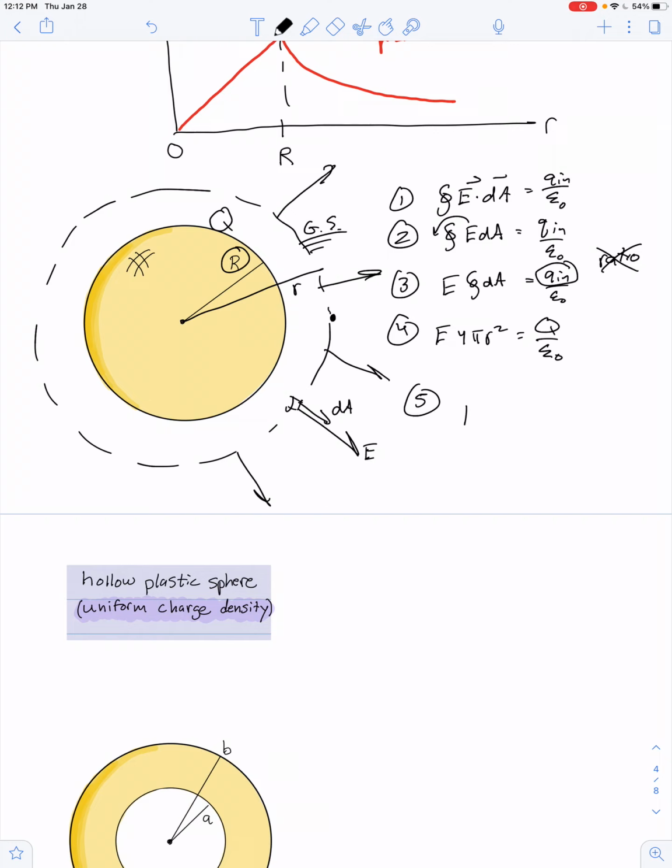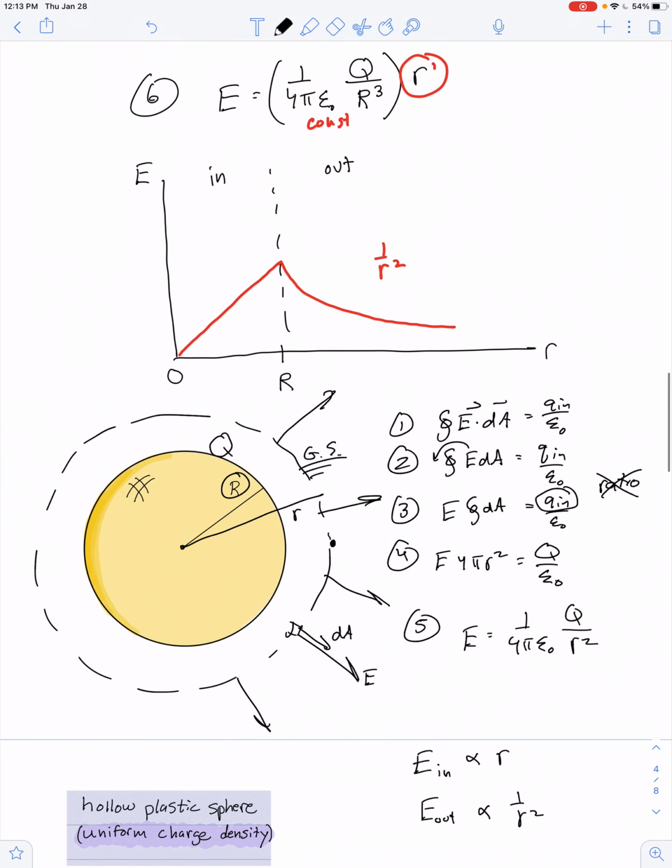So finally we get our result. The electric field is 1 over 4 pi epsilon naught, capital Q over r squared. So really, we've seen it. The electric field inside is proportional to r, whereas the electric field at points outside is proportional to 1 over r squared. And so the graph we guessed at is exactly right.